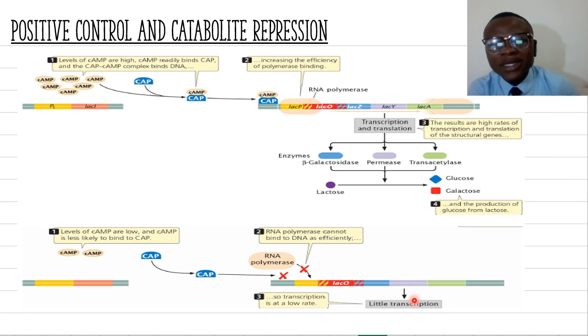Thank you. We've come to the end of this tutorial. This was actually just based on the lac operon. In a subsequent tutorial, we're going to look at the trp operon and also look at other levels of gene regulation.